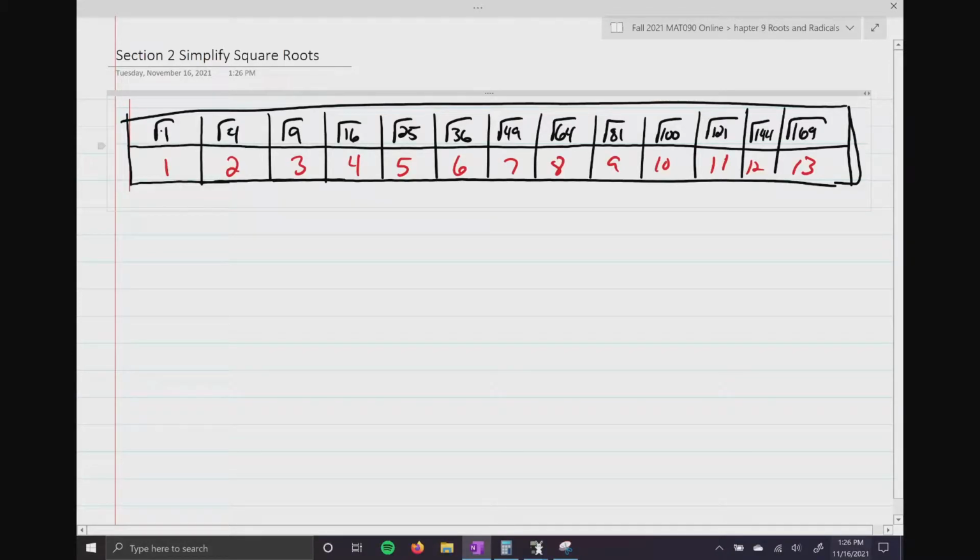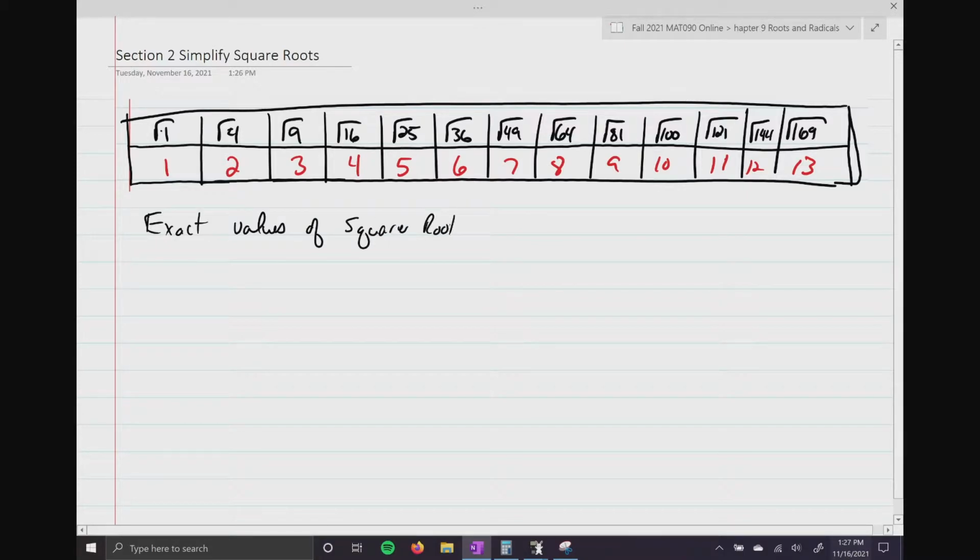Okay, welcome to section 2, which is simplifying square roots. And hopefully the first thing you see is this table that I have, because we're going to use this table again because this table is so important for us. Now, this section, we're going to actually find what we call exact values of square roots.